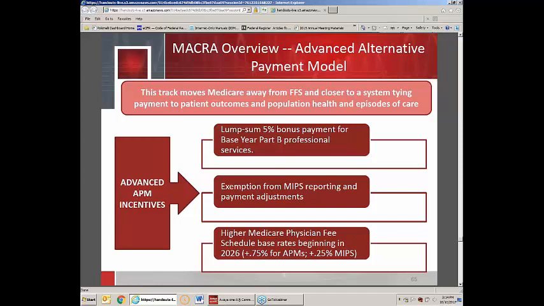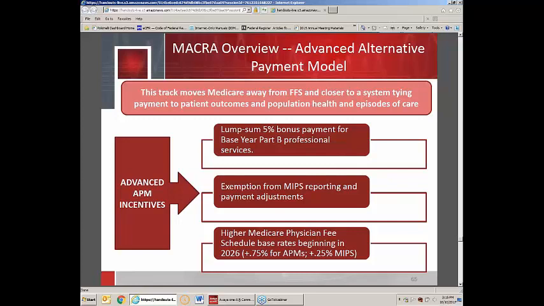Okay, so if you decide not to participate in the MIPS program, and again, the MIPS program is the default program. If you don't participate in an advanced payment model, then you're going to get paid under MIPS. This is the movement towards risk-based payment, which is going to tie the payment to patient outcomes and population health and episodes of care. In this advanced APM, the incentives are you get a lump sum 5% bonus for the base year for the professional services. You are exempt from the MIPS reporting and payment adjustments, although there is still quality reporting. And there are higher Medicare fee schedule base rates beginning in 2026. So there are some good advantages to participating in an APM model.